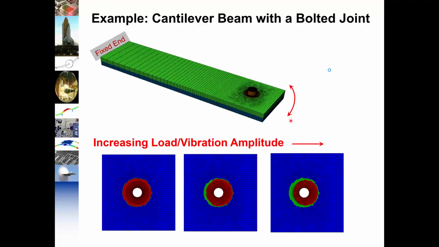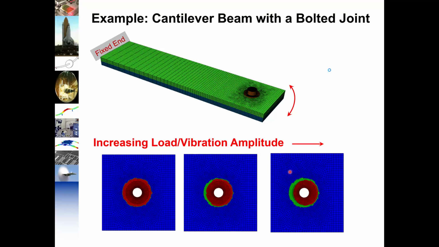Just to bring this example a little farther, here's a result of a finite element model where we have a cantilever beam vibrating up and down, and we have a bolt holding it together. And this just kind of shows you what happens. The red is the area that's in contact and stuck, the green is the area that slips. And as the amplitude of displacement of the beam goes up, you get more and more of the area slipping.